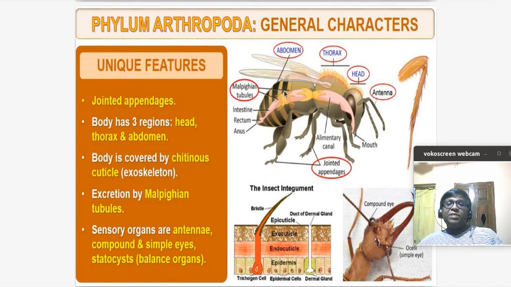So excretion is by malpighian tubules. And the sensory organs are antennae. Then you can notice the compound or simple eye. Then they also have statocysts, which are balancing organs.